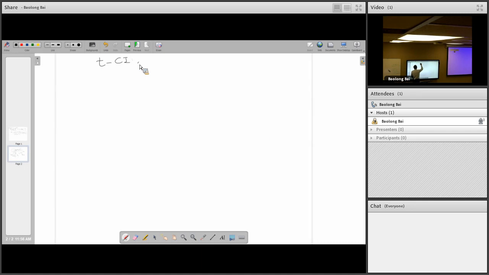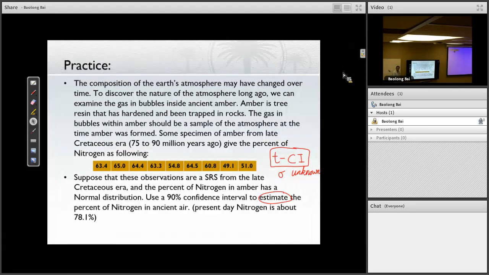Then we're going to have x bar plus and minus t star times s over square root of n, right? So that's the process we need to work with. Then we need to find what is x bar, what is t star, what is s, and what is n, right? So let's work from the easy ones. What is n? N is sample size.